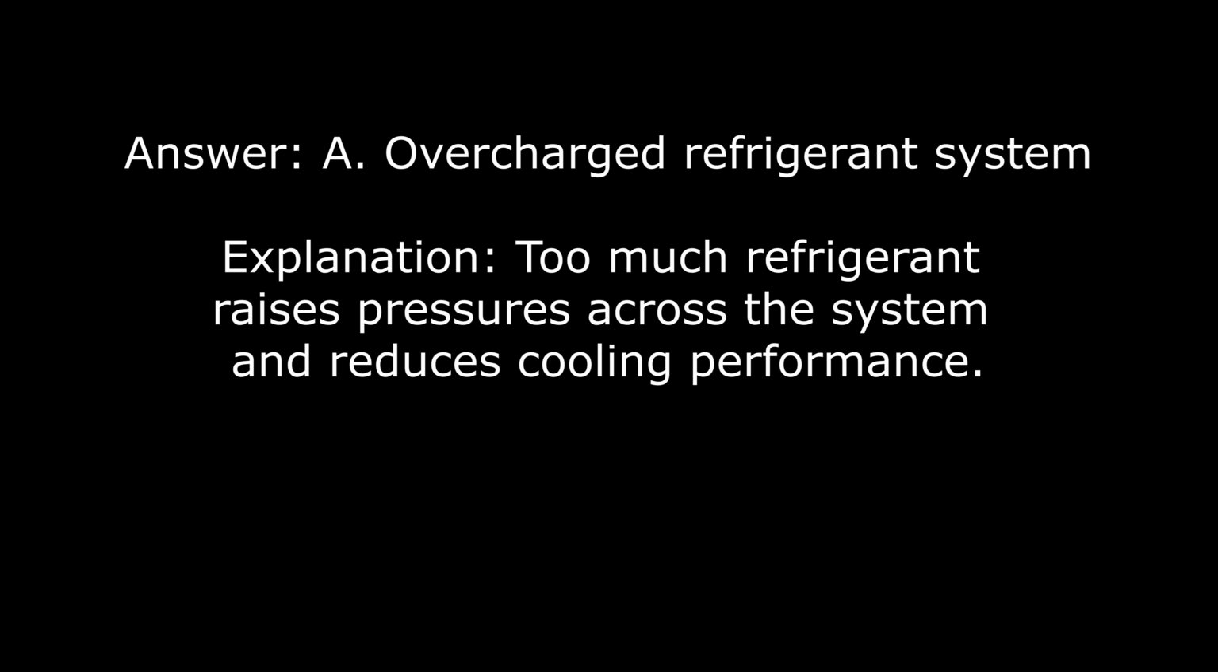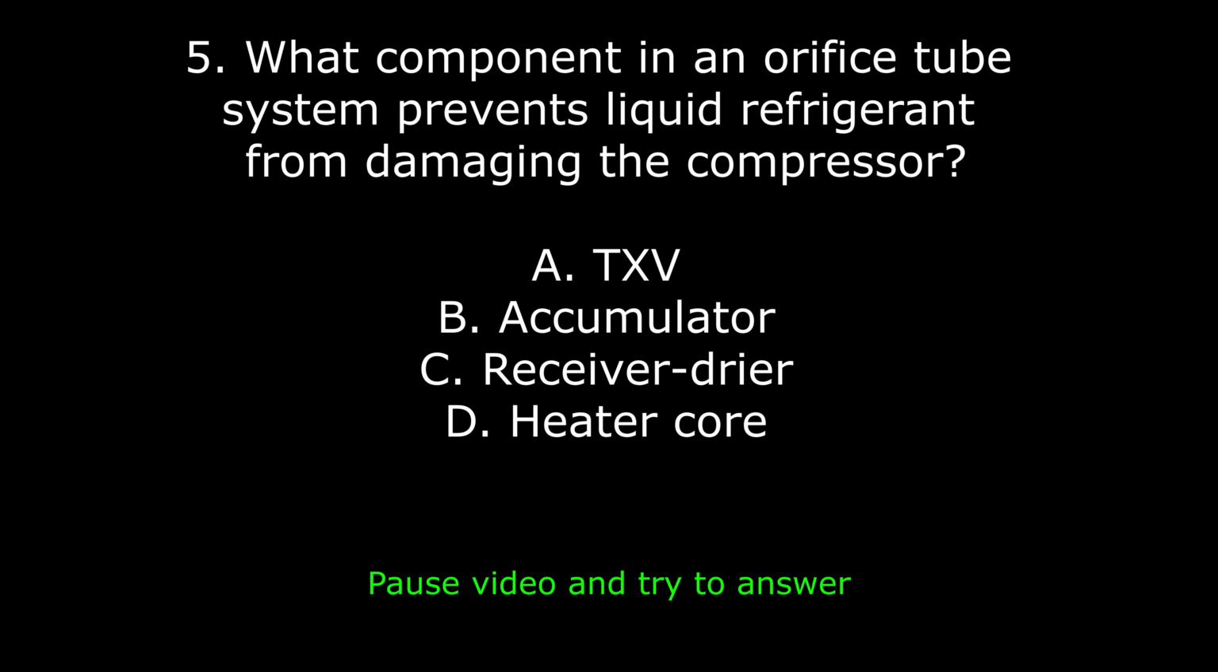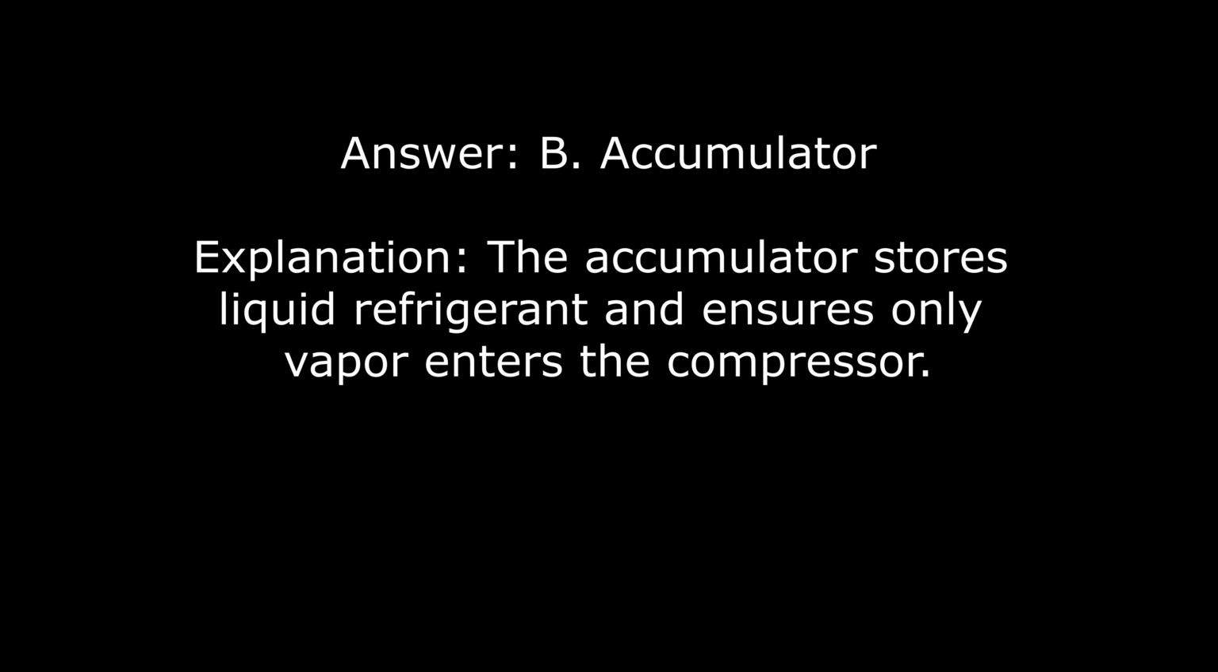Overcharged refrigerant system. Explanation: too much refrigerant raises pressures across the system and reduces cooling performance. 5. What component in an orifice tube system prevents liquid refrigerant from damaging the compressor? A. TXV. B. Accumulator. C. Receiver dryer. Or D. Heater core. Answer: B. Accumulator. Explanation: the accumulator stores liquid refrigerant and ensures only vapor enters the compressor.